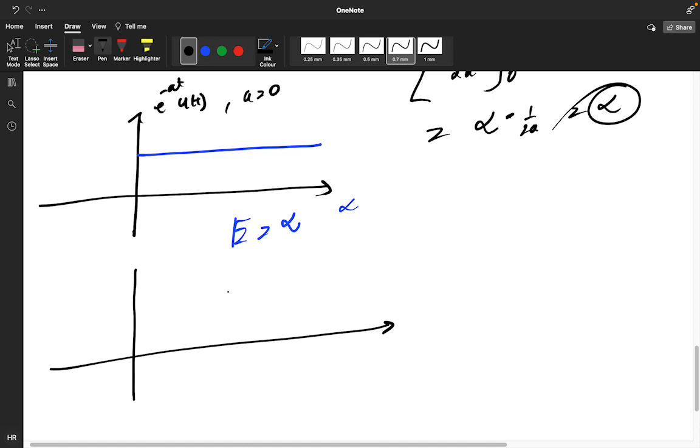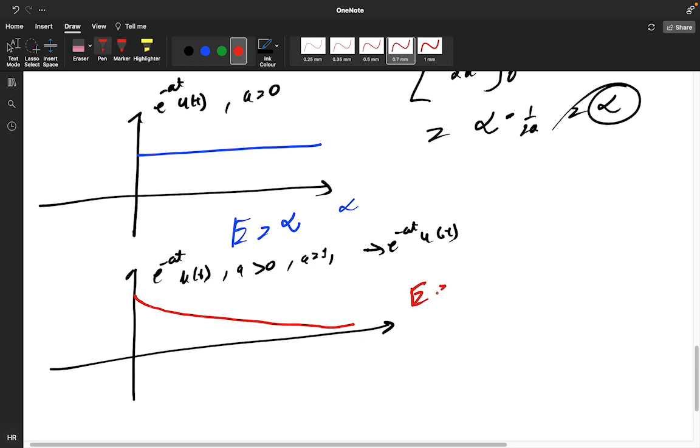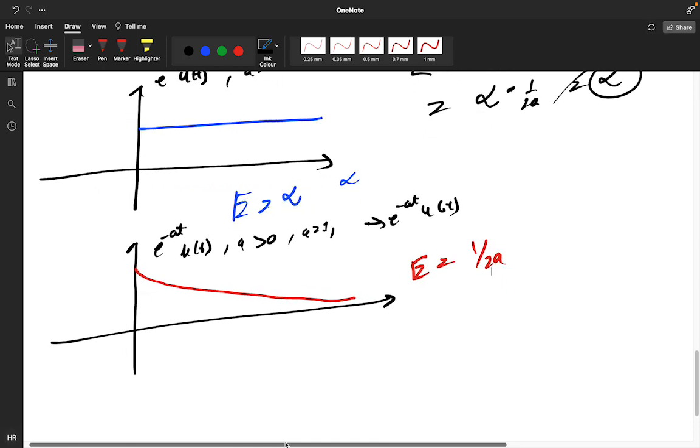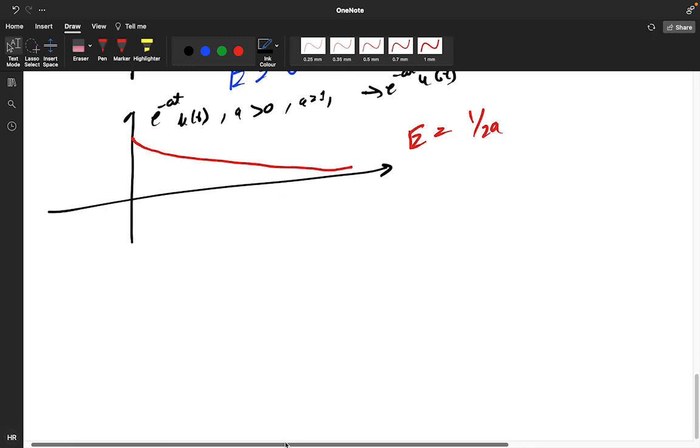And if you are taking some signal like this, e power minus at u of t, and the value of a is greater than 0, suppose you take a value as 1, so it will be e power minus t u of t. We just now solved this. So you get the signal like this, and the energy you got is 1 by 2a. Right. Now the second question.